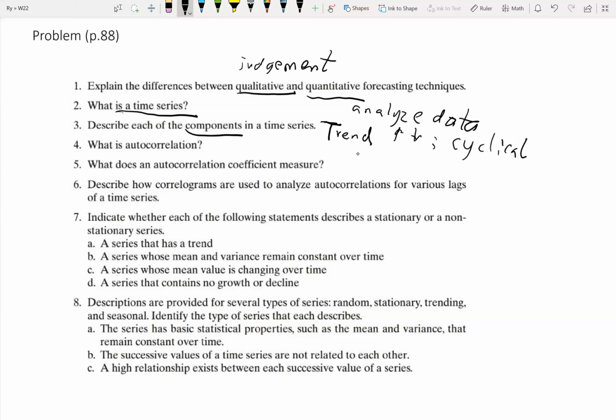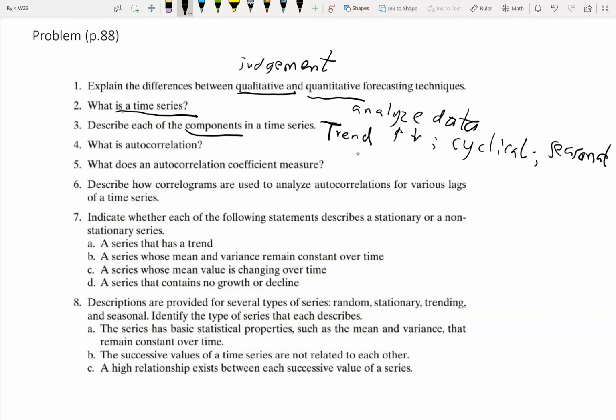Sometimes the data series have wave-like functions around the trend, ups and downs, the peaks and valleys, a cycling curve. And then we have seasonal data. Seasonal.